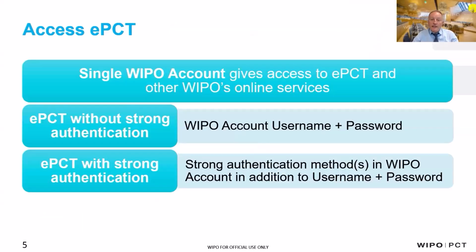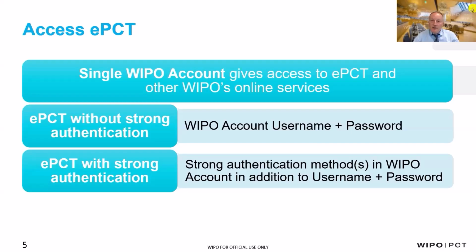So, how to access ePCT is quite straightforward. First, you need to create a single WIPO account that will give you access to ePCT and other WIPO online services. So meaning that if you create one WIPO account, you can have access to ePCT, eMadrid, eHague. There is no need to create a separate account to access other WIPO IP services.